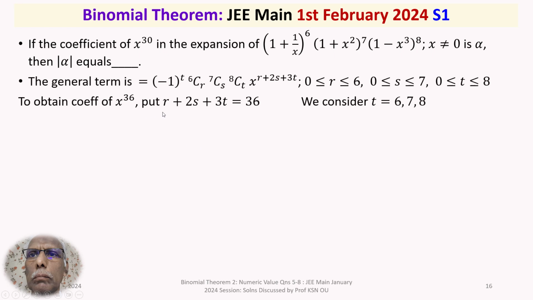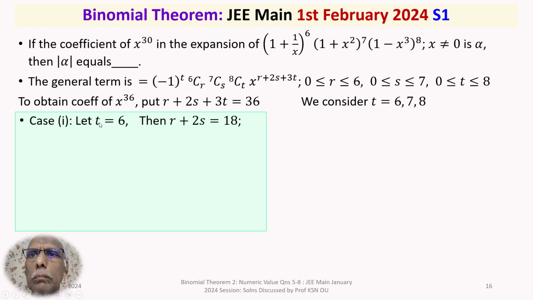Right. So to obtain the coefficient of x to the power 36, put r plus 2s plus 3t is 36 and consider t is equal to 6, 7, 8. Case 1. Let t is equal to 6. If you put t is equal to 6, 6 3s are 18. 36 minus 18, 18. r plus 2s is equal to 18.